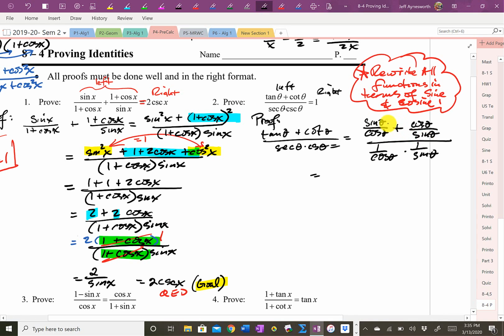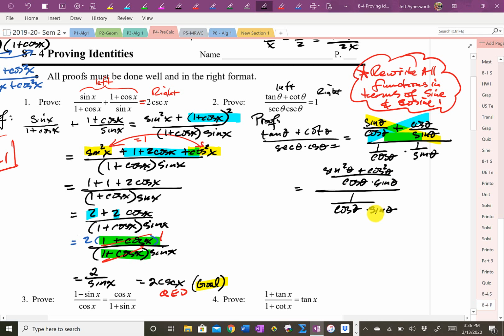Now right here I see the three product rule. We multiply here, that's sine squared. Multiply here, that's cosine squared, and then multiply here, that's cosine times sine. So in the numerator, I see sine squared plus cosine squared, divided by cosine times sine. And then here, this is just a fraction, 1 times 1 is 1, and then cosine theta times sine theta.